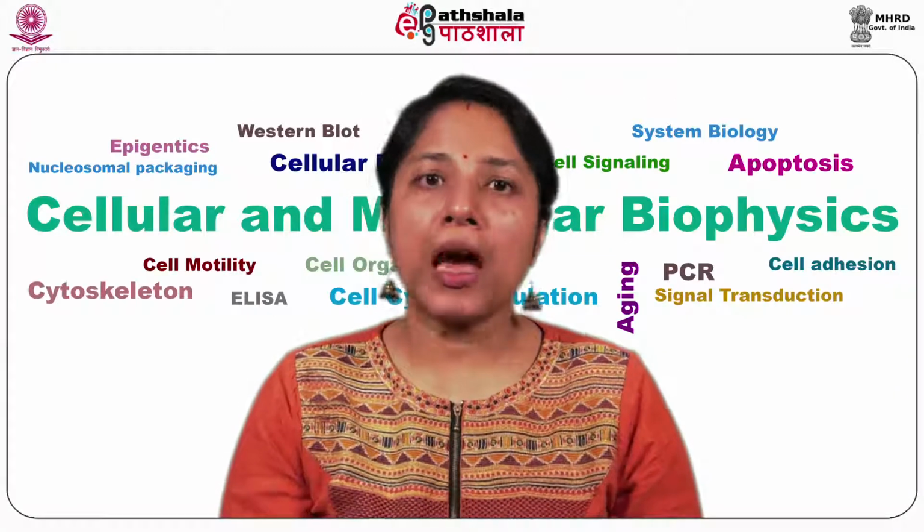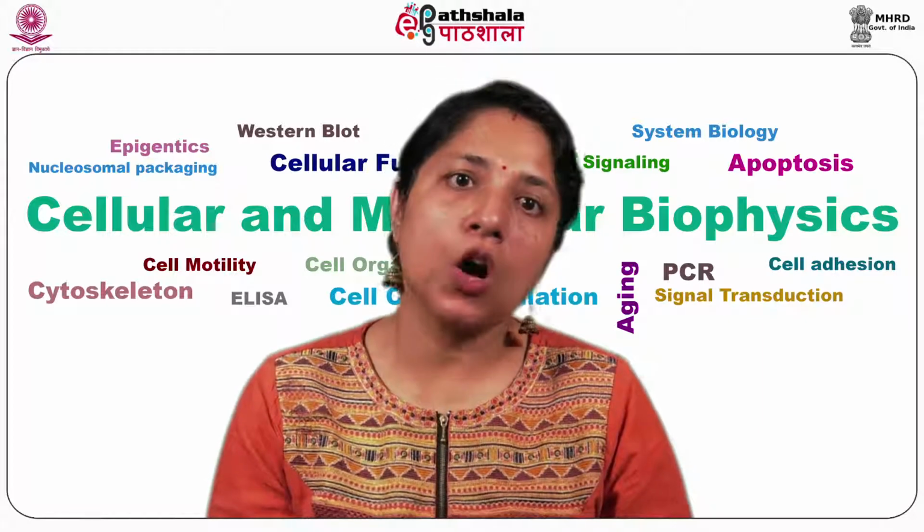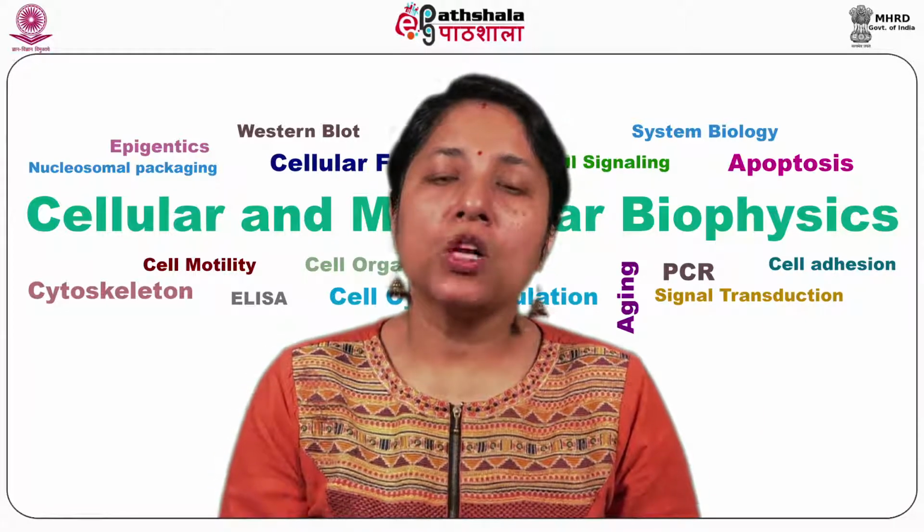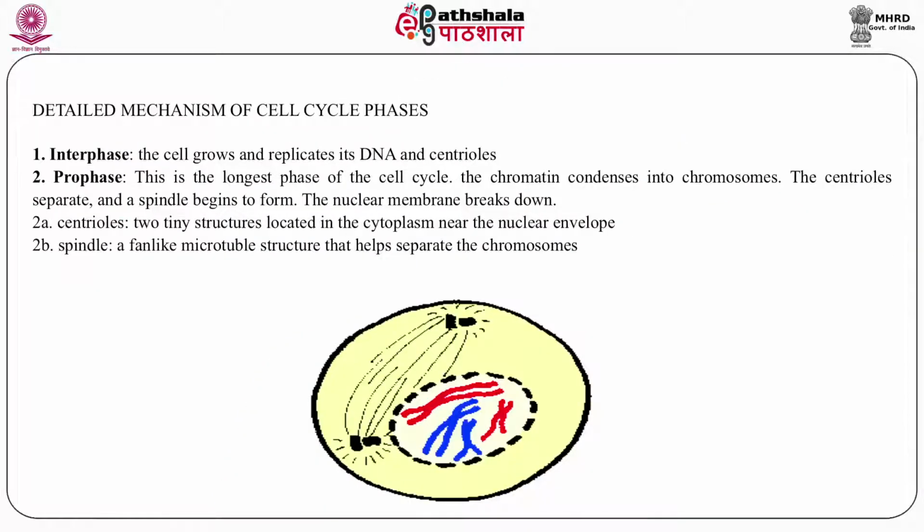Now, just to describe what happens in various phases of the cell cycle, we'll go into further detail. To start with, is interphase. The cell grows and replicates its DNA and the centrioles. Prophase, this is the longest phase of the cell cycle. The chromatin condenses into chromosomes. The centrioles separate and a spindle begins to form. The nuclear membrane breaks down.